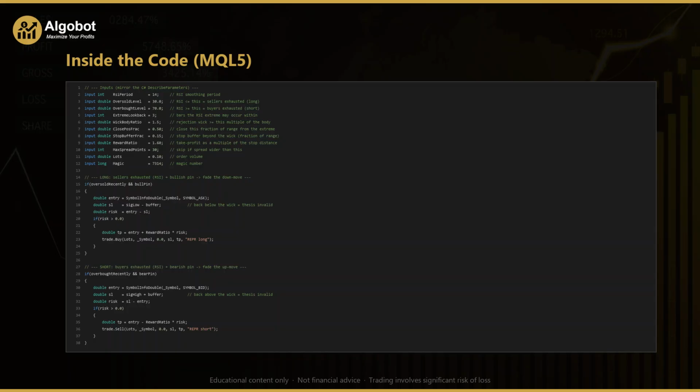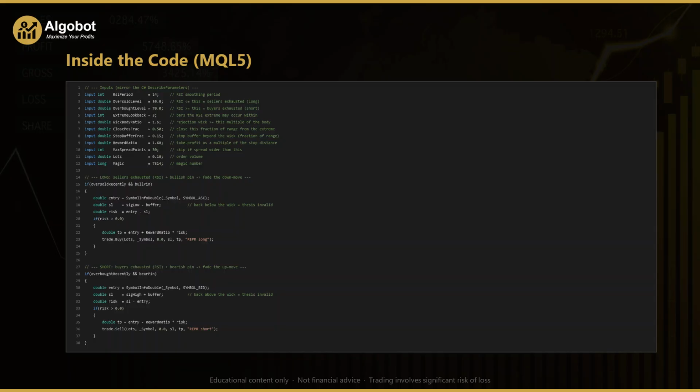That bull pin flag, defined just above, is true when the lower wick is long enough, dominates the upper wick, and the close sits in the upper part of the range. When both parts are true, the code reads the ask price as the entry, places the stop just below the signal bar's low minus the buffer, checks that the risk is positive, sets the take profit at the entry plus reward ratio times that risk, and calls trade.buy with the volume, stop, and target.